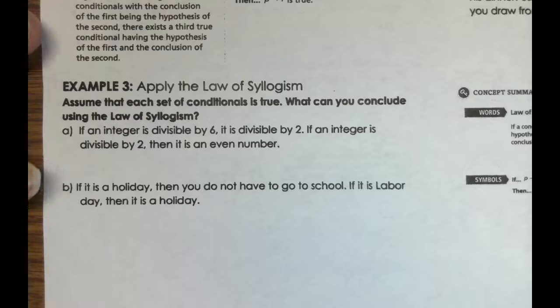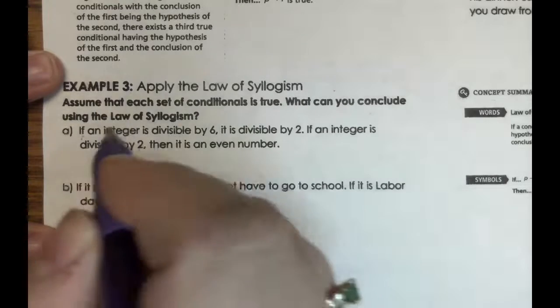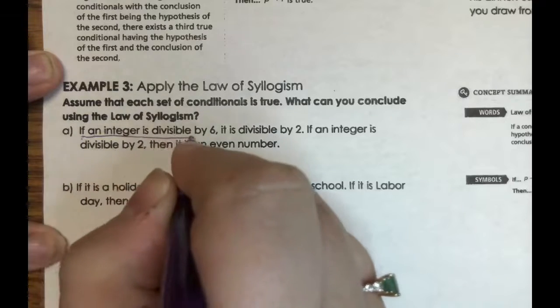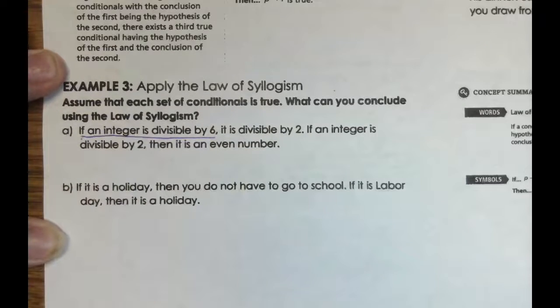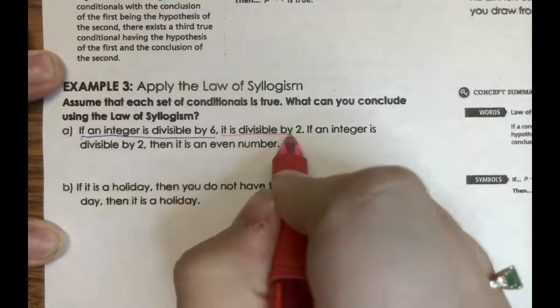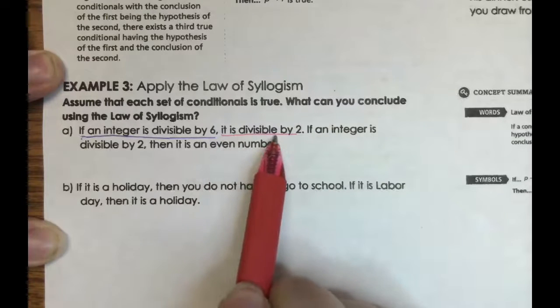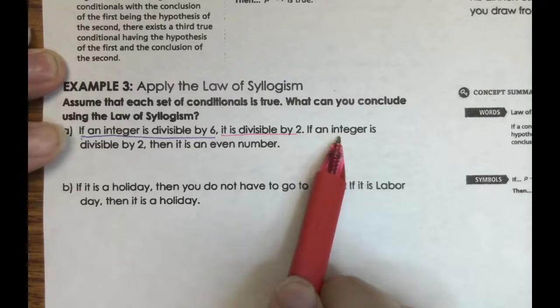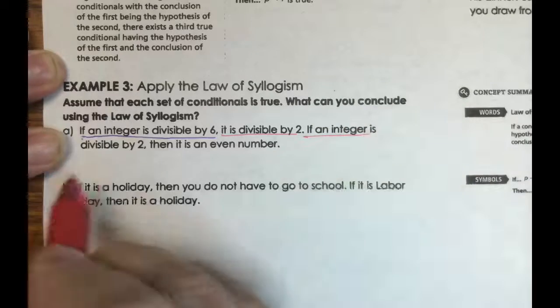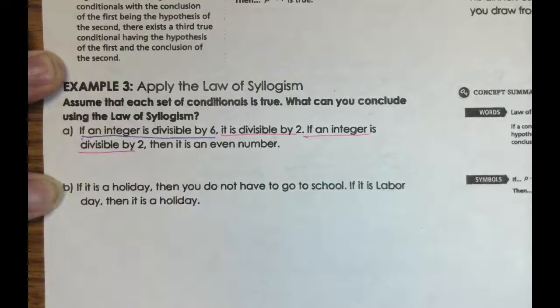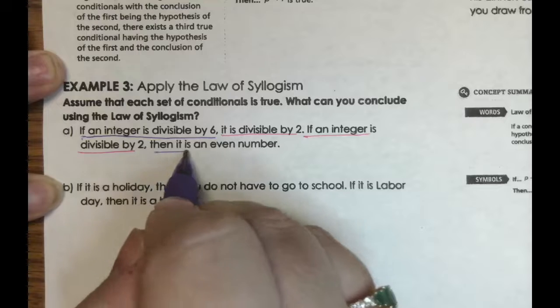So the first thing we had, and I'm going to underline these in pieces, is if an integer is divisible by 6, then it is divisible by 2. Notice that this part, the conclusion, is the same as the hypothesis on the next part. If an integer is divisible by 2, then it is an even number.